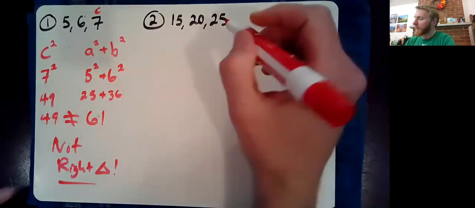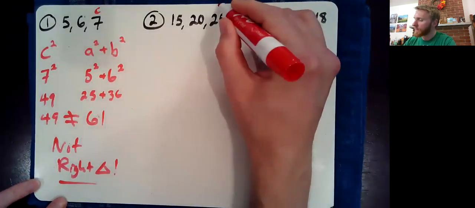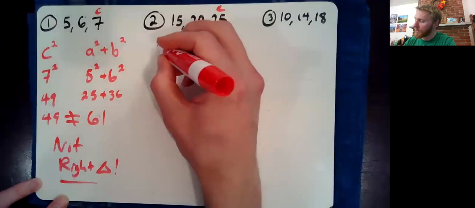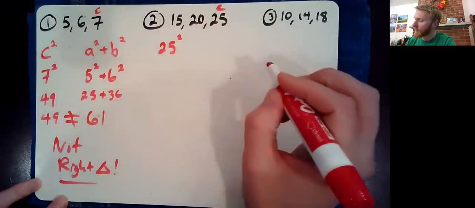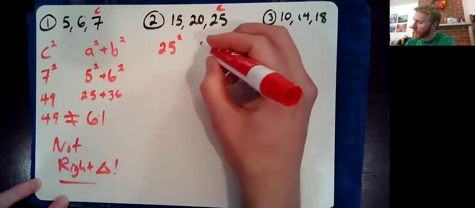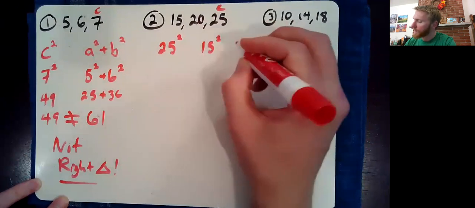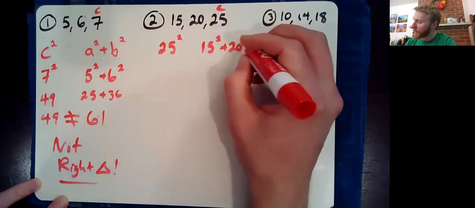Okay, let's do it again. Here are these three side lengths. Just remember 25 is your hypotenuse, so I'm going to compare 25 squared with the sum of the two smaller sides squared. So 15 squared plus 20 squared.